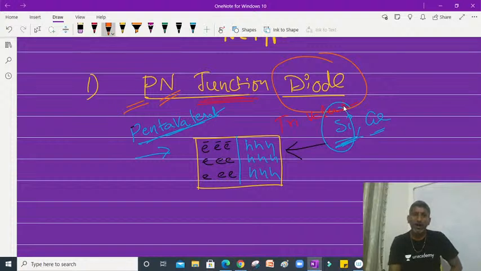So what happens here? On either side of this junction, the charges move away. That layer is said to be the depletion layer. The first point to remember is that one junction is forming. This is said to be the PN junction. Now whenever charges move away from each other from this junction, a depletion layer is going to form. Depletion layer means a charge-free region is going to be formed till here.